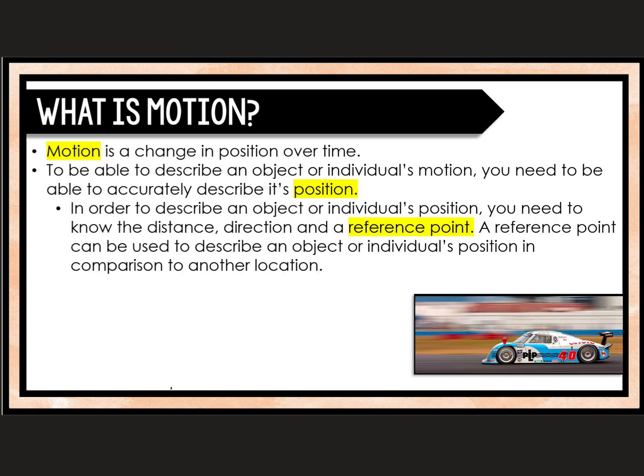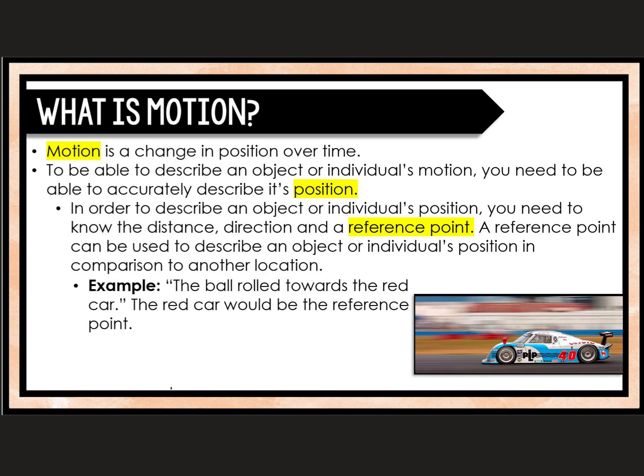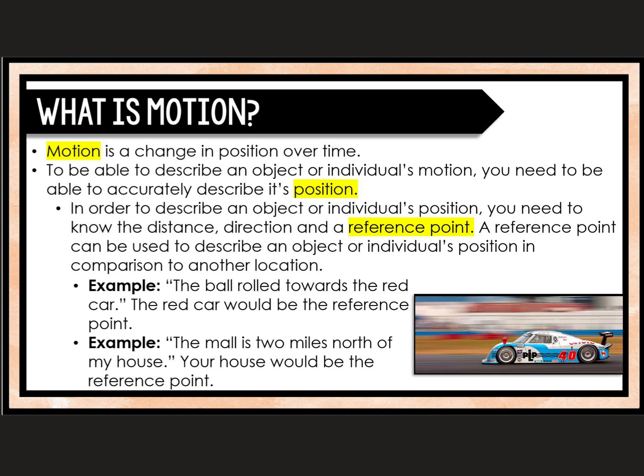We describe an object or individual's position by the distance, direction, and a reference point. The reference point can be used to describe an object or individual's position in comparison to another location. For example, if the ball rolled towards the red car, then the red car is the reference point. If the mall is 2 miles north of my house, your house would be the reference point. In this case, the distance is 2 miles and the direction is north.